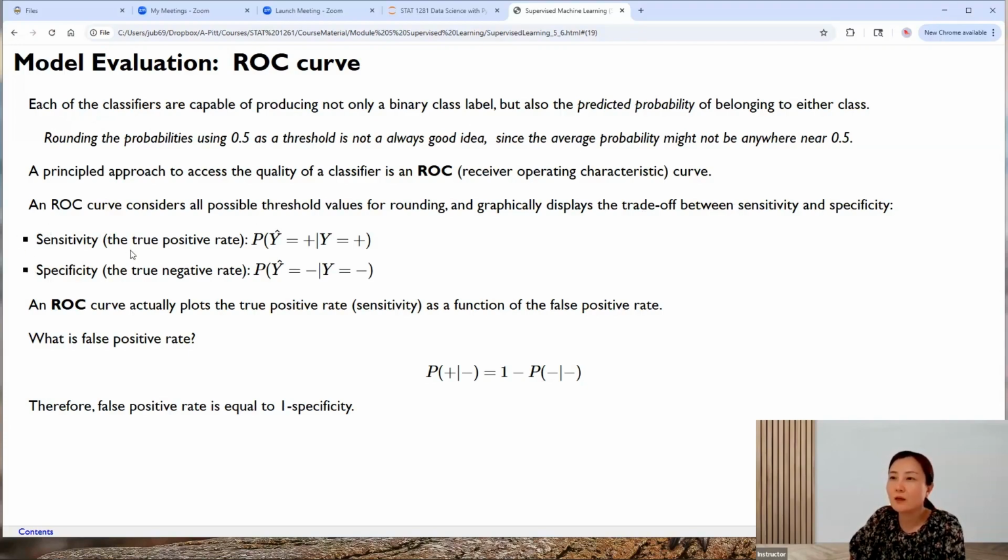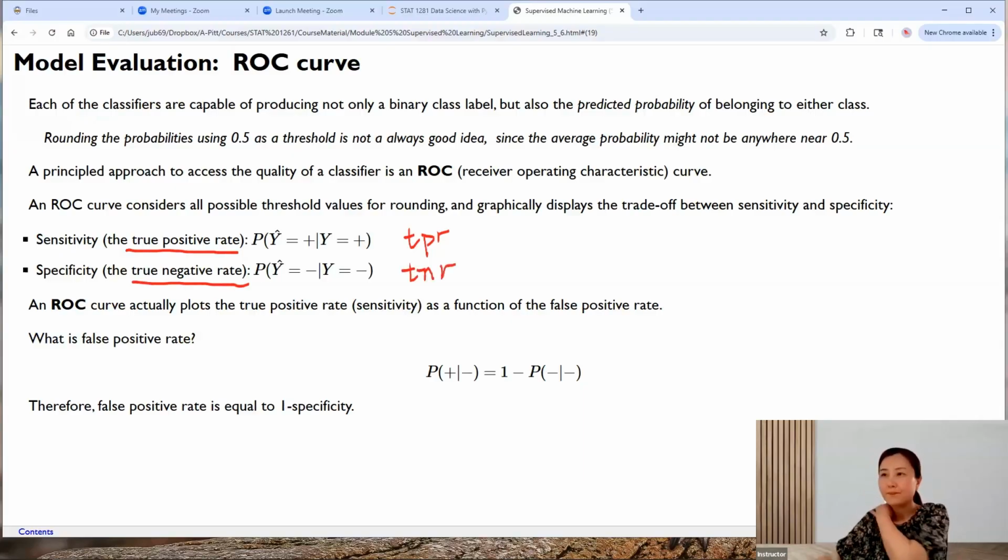So, two new terms. What is sensitivity? Sensitivity is the probability that y hat is positive given y is positive. Right? So this is the probability of making a correct prediction if y is positive. It's also called the true positive rate. True positive rate, sensitivity. And another term is specificity. This is the true negative rate. The probability of making a correct prediction if y is negative is also a conditional probability. It's called the true negative rate.